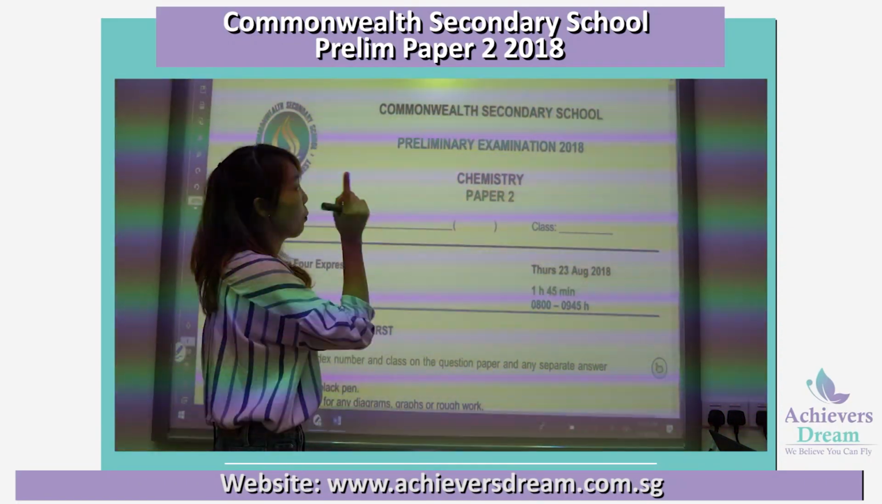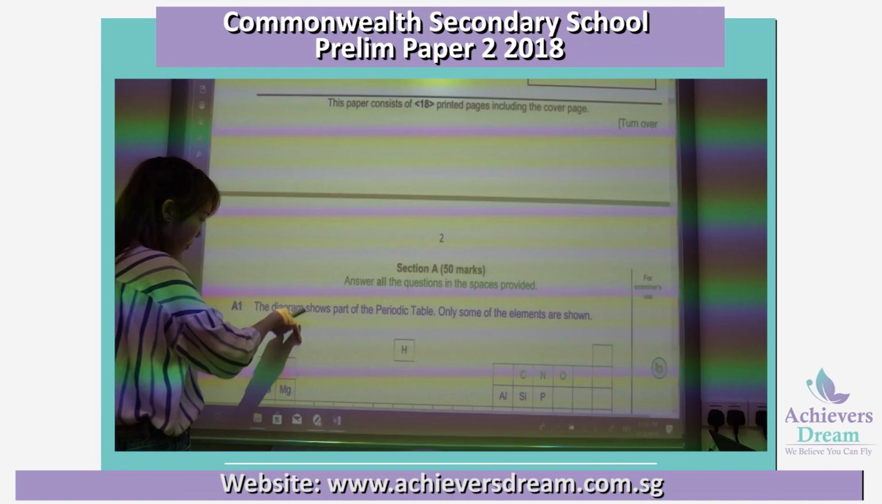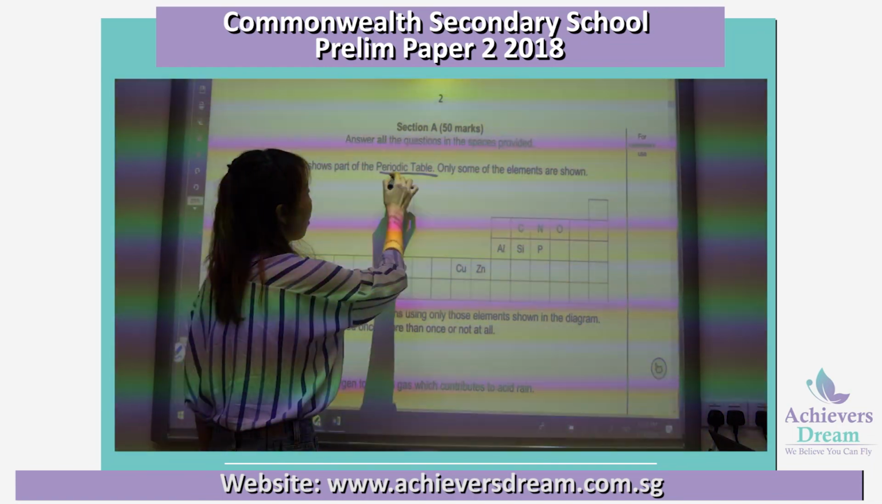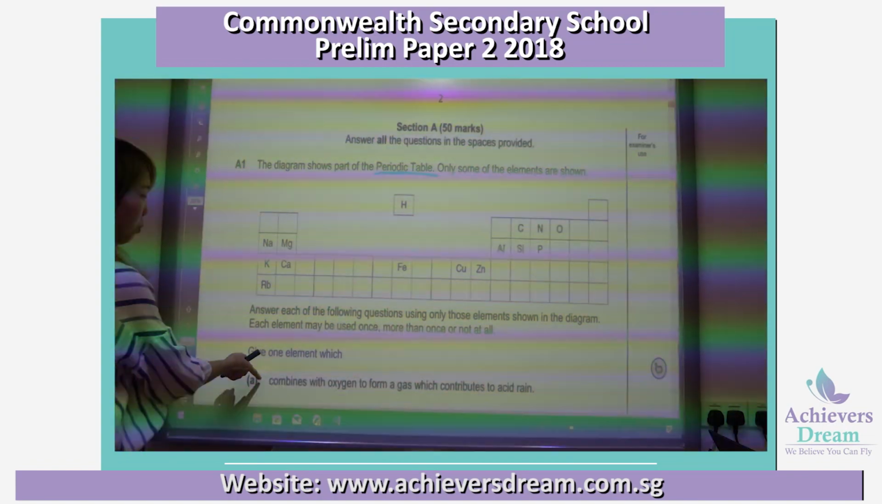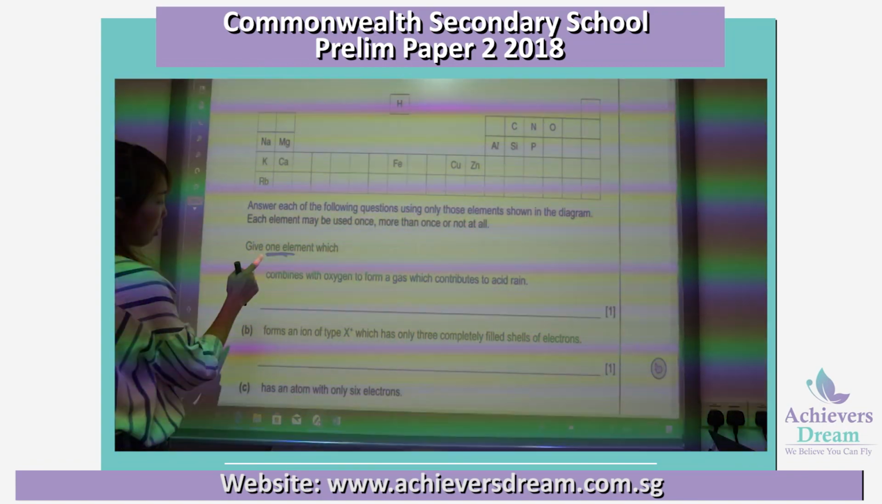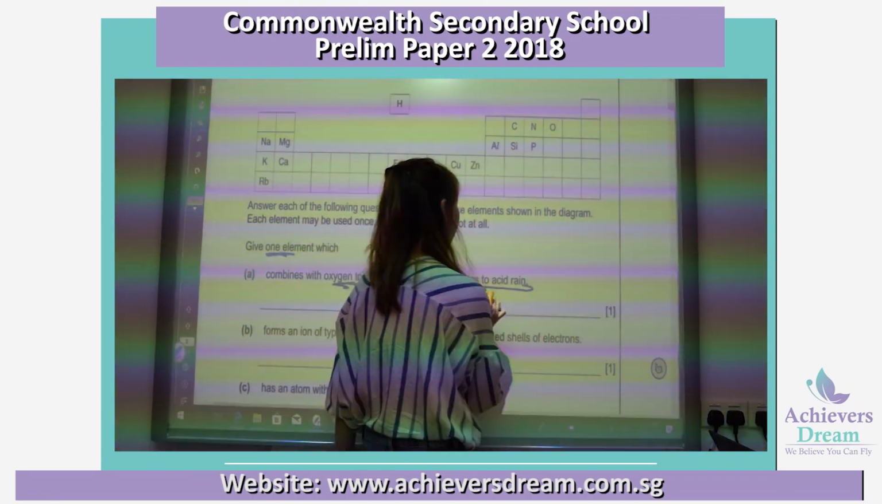So today we'll be doing Commonwealth Prelim Paper 2. So for the first question, A1. The diagram shows part of the periodic table and only some of the elements are shown. So give one element which combines with oxygen to form a gas that contributes to acid rain.